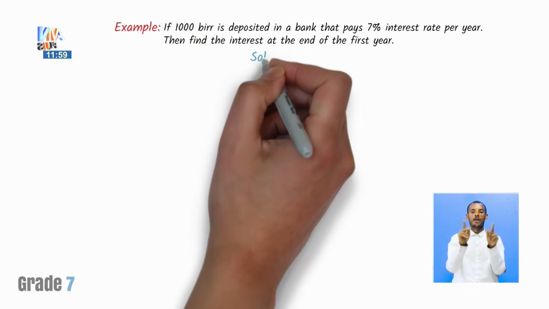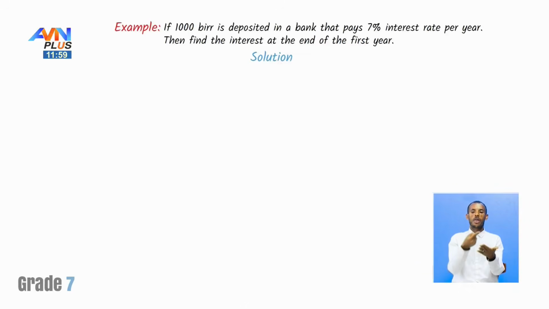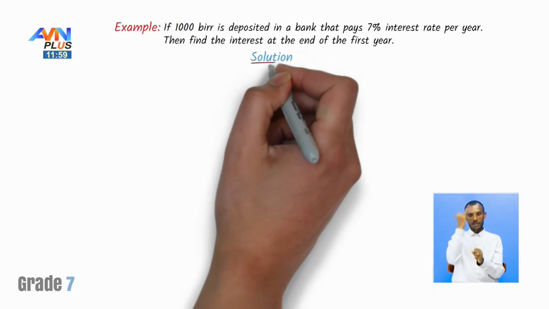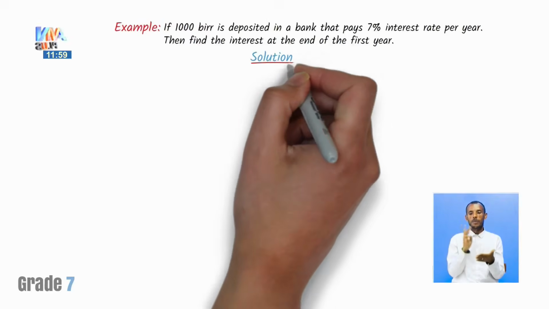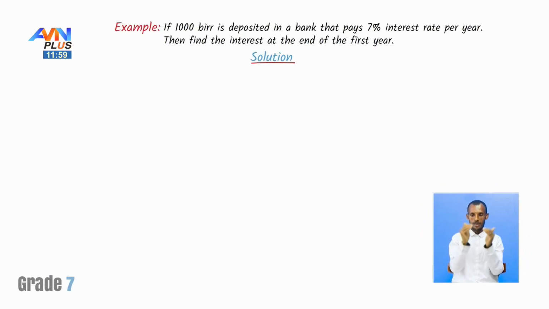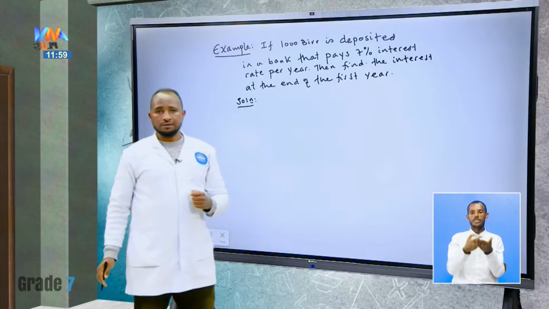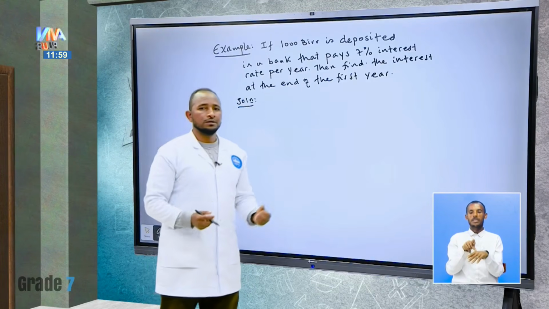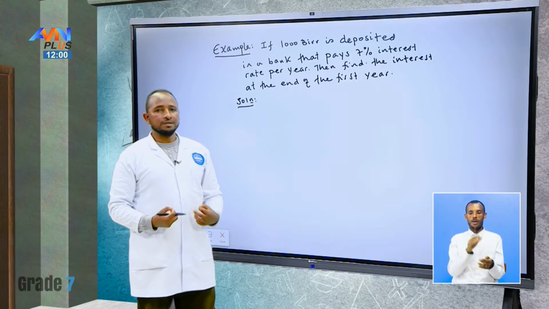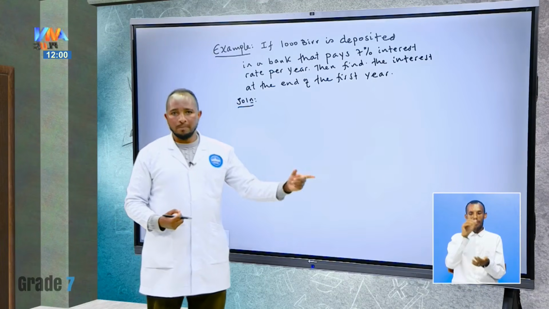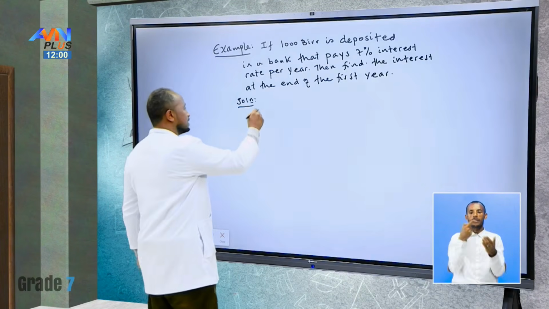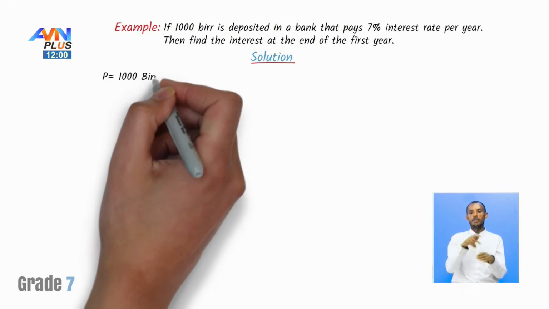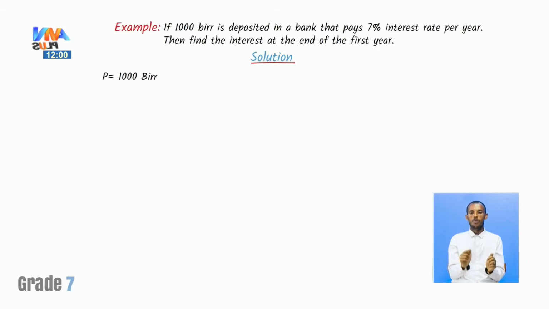Okay. So here, let's try to find the terms in this statement. It says 1,000 birr is deposited. What does this 1,000 refer to? This 1,000 is the principal, the money invested or borrowed. Therefore, we use the symbol P for the principal. So P is equal to 1,000 birr.